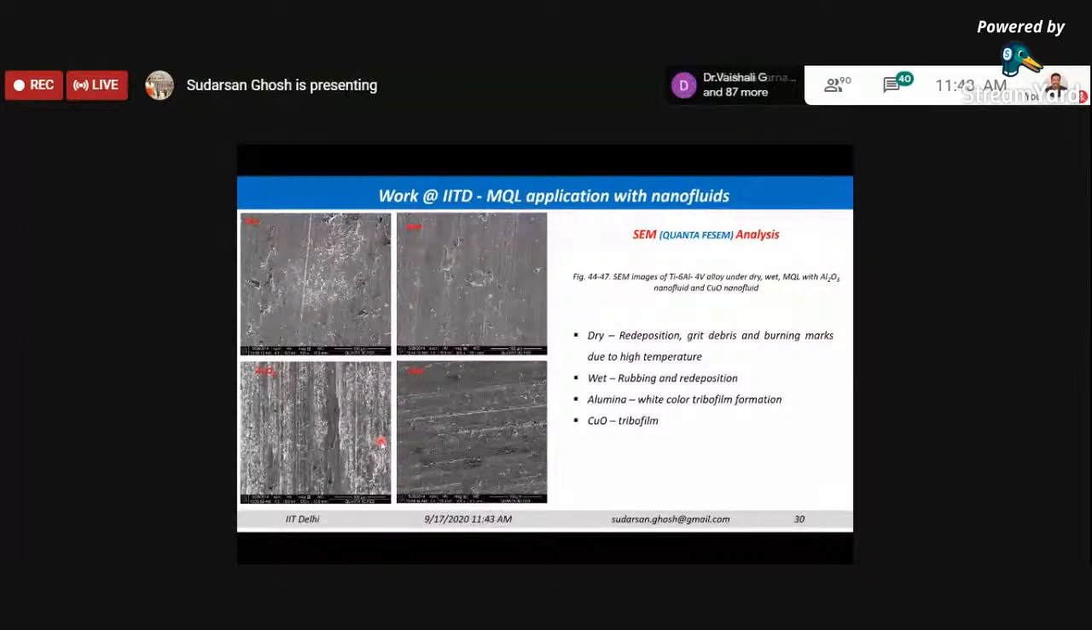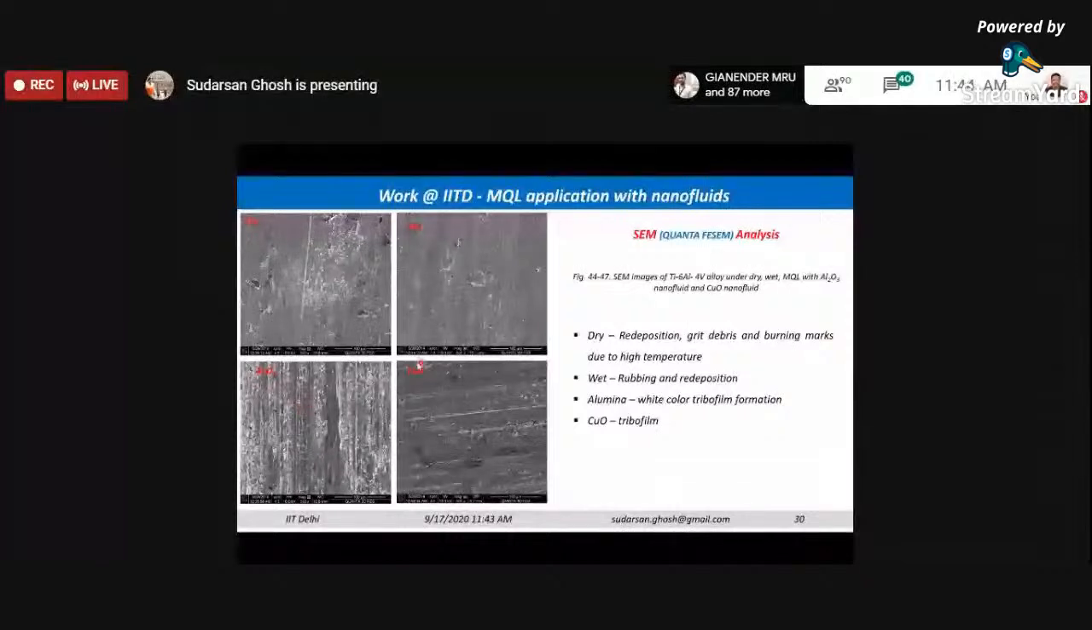Now here there is a layer of aluminum oxide. So a tribofilm of aluminum oxide is forming on the surface, and this is the reason why the friction coefficient has got lower, because of the formation of this tribofilm.